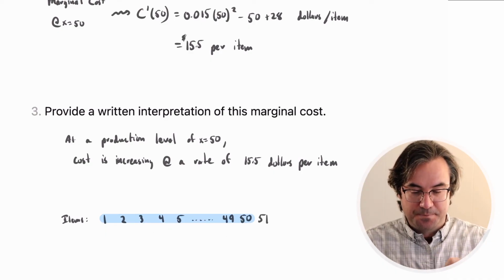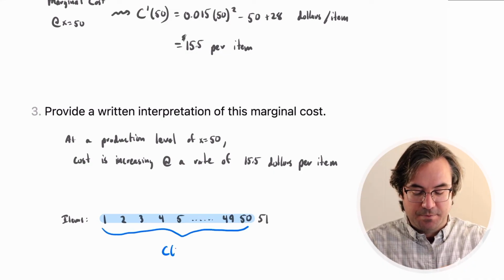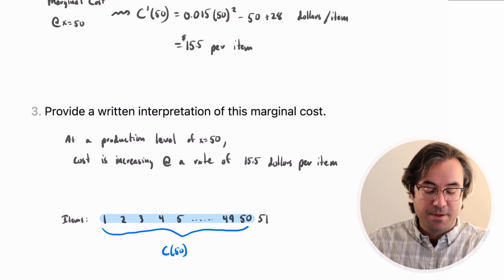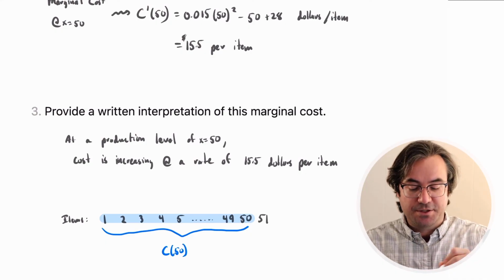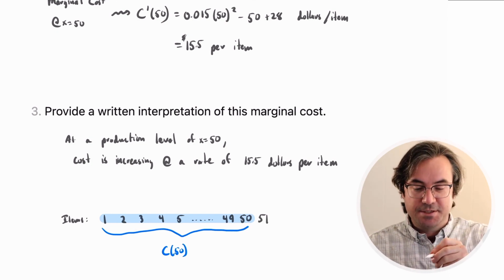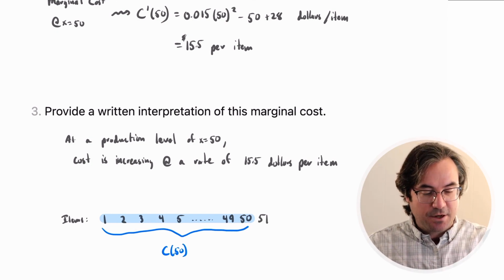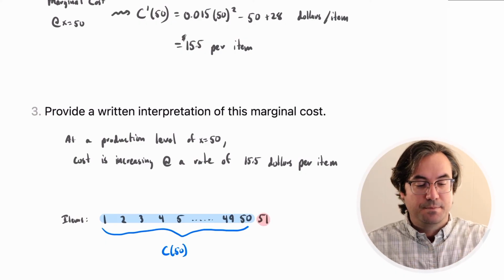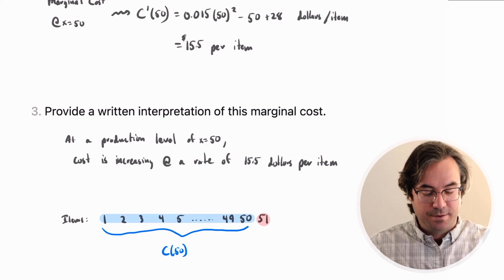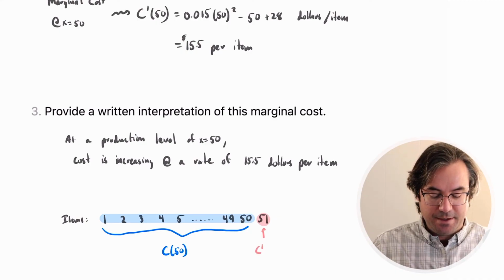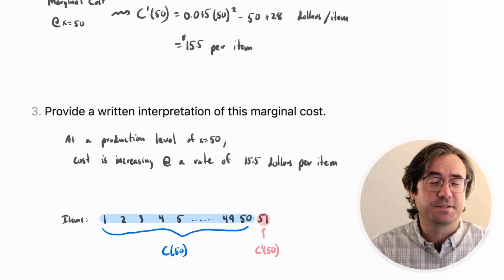So this is what the cost was when we evaluated 50. We plugged 50 in and got the cost. That's what it was telling us, the total cost of producing all items 1 through 50 here. What the marginal cost tells us is the cost of producing this very next item. So you can interpret the cost of producing that very next item to be our marginal cost at x equals 50.